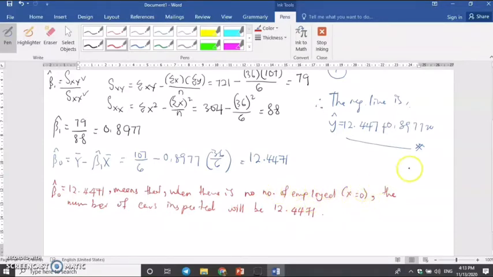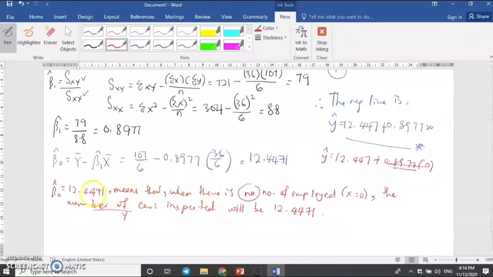Okay, so this one focuses on our x. When x is equal to 0, let's say you have y equal to 12.447 plus 0.8977, and then your x is 0. So automatically the back part is gone. So we get y equal to 12.447. That is why I say when there is no number of employed, meaning nothing is taken, which is x equal to 0, the number of cars, which is our y, will be 12.4471. Okay, so that is the explanation.